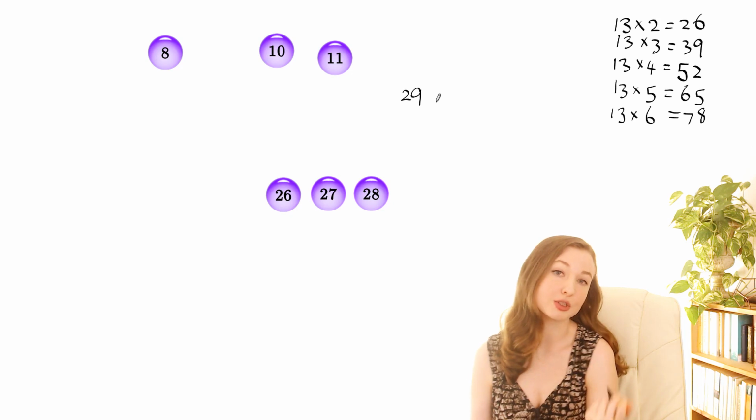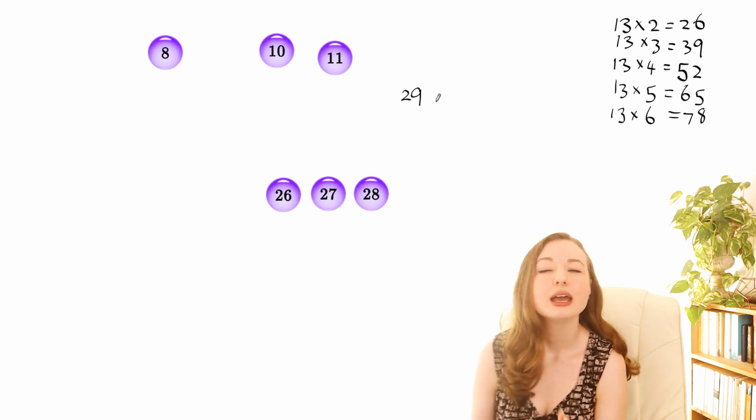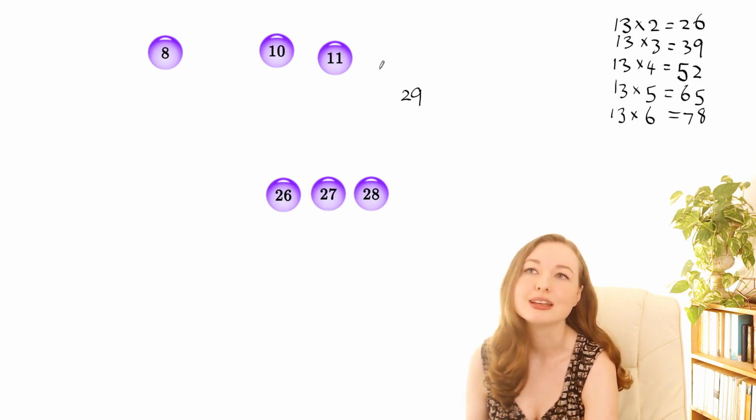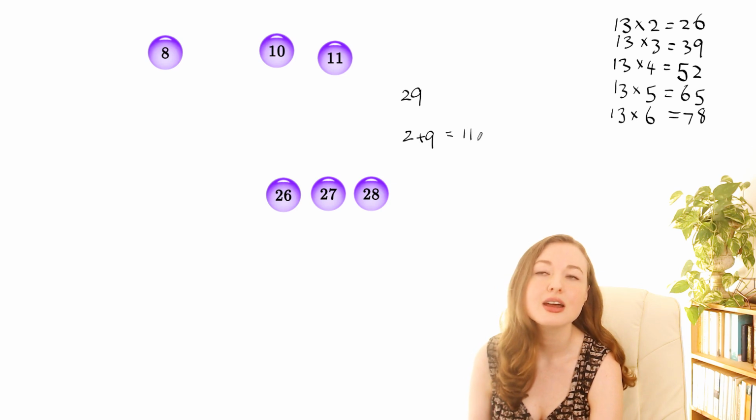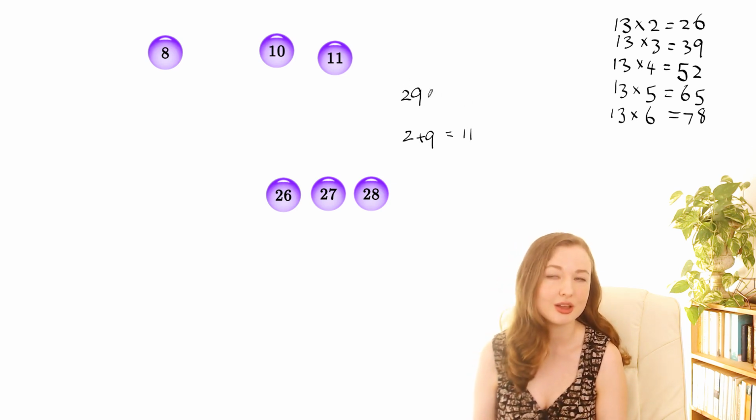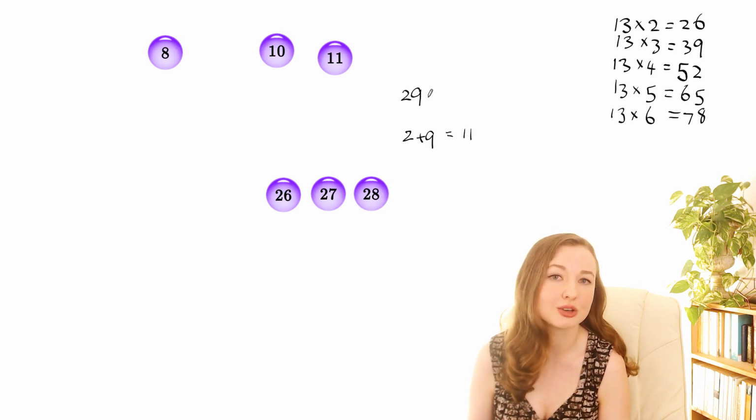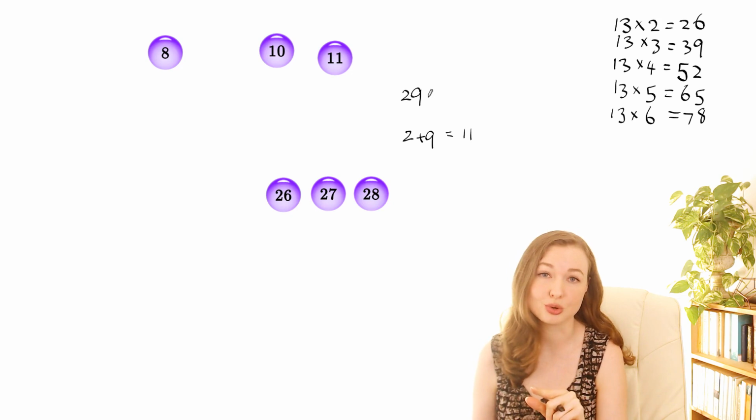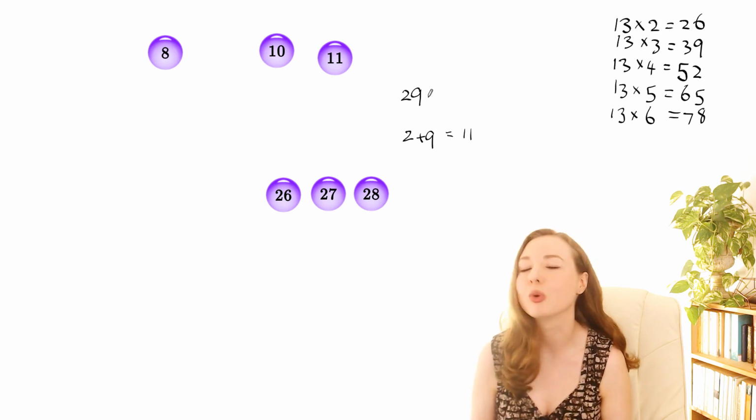We can tell it's not divisible by 2 because it's odd. It's not divisible by 3 because what you can do to check that is add up the digits. So 2 plus 9 is 11, and that's not a multiple of 3. Okay, so 2 doesn't go into it, 3 doesn't go into it. We don't need to check 4 because we've already checked 2. If 2 doesn't go into it, then 4 won't.